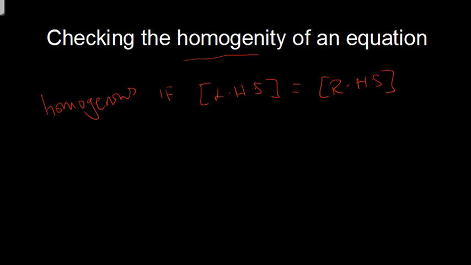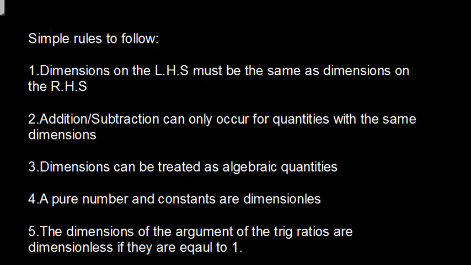So when we are checking for the homogeneity of an equation, we are simply trying to see whether any fundamental equation has the same dimensions on the left hand side and on the right hand side. Now, in order to do that, there are some simple or basic rules that I have established that will be helpful in carrying out this process. So I'll run you through these simple rules that you can follow in checking for the homogeneity, or checking whether the equation is dimensionally correct.